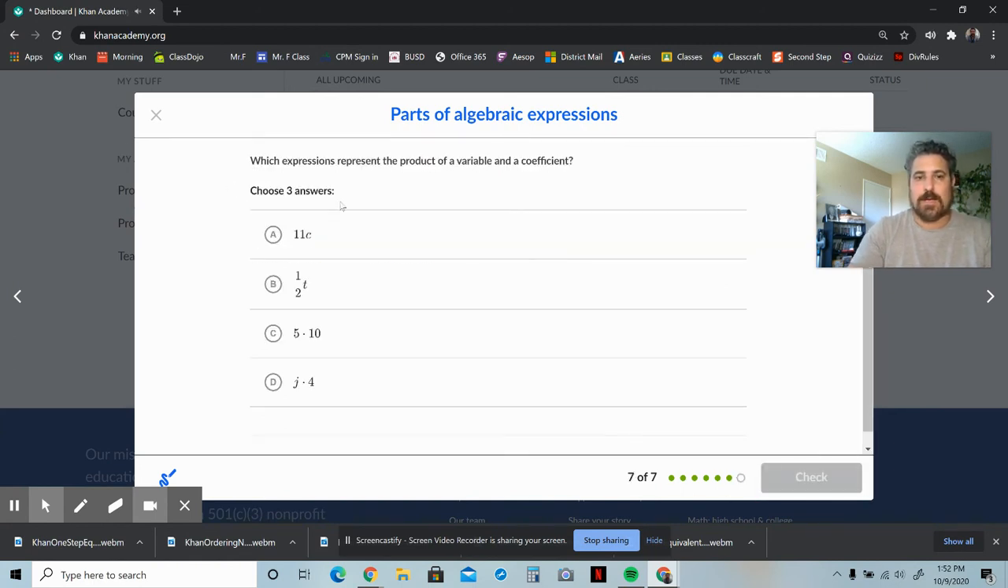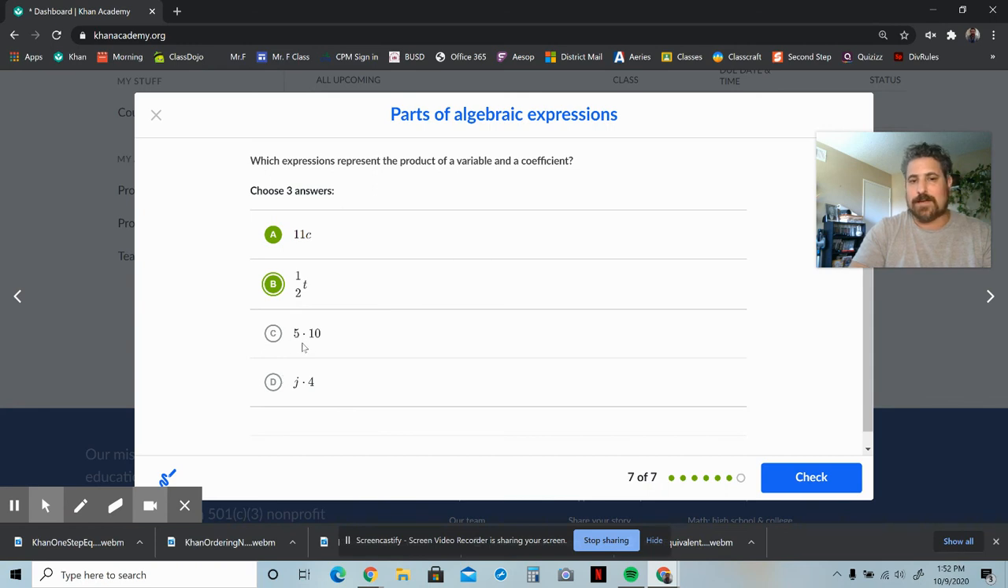The next one says, which expression represents the product of a variable and a coefficient? So that means you're multiplying together a variable and a coefficient. So just 11c, that works. This one is a fraction and a variable. It has a coefficient of 1/2. So that also would work, right? Whether it's 11c or it's 1/2, it's still a number times the variable, right? So that would be fine.